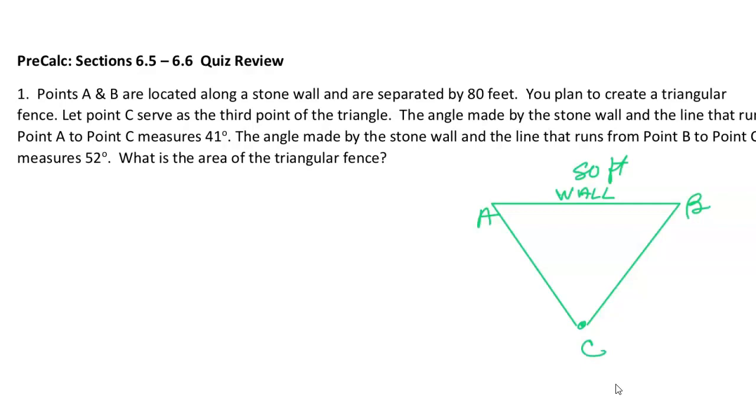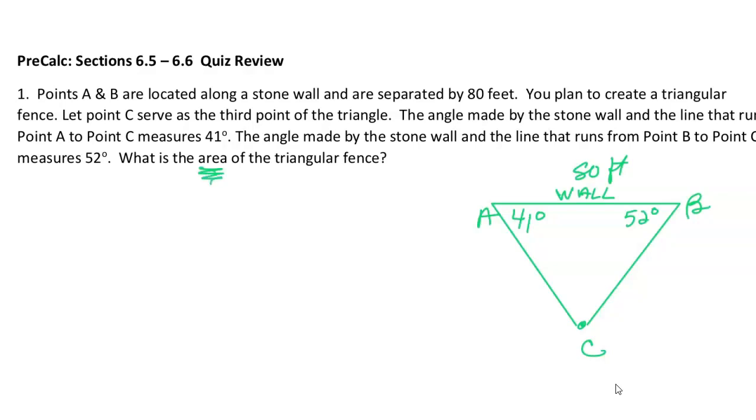The angle made by the stone wall and the line that runs from point A to point C measures 41 degrees. So you should know that this is 41 degrees. The angle made by the stone wall and the line that runs from point B to point C is 52 degrees. Okay? What's the area of the triangle?